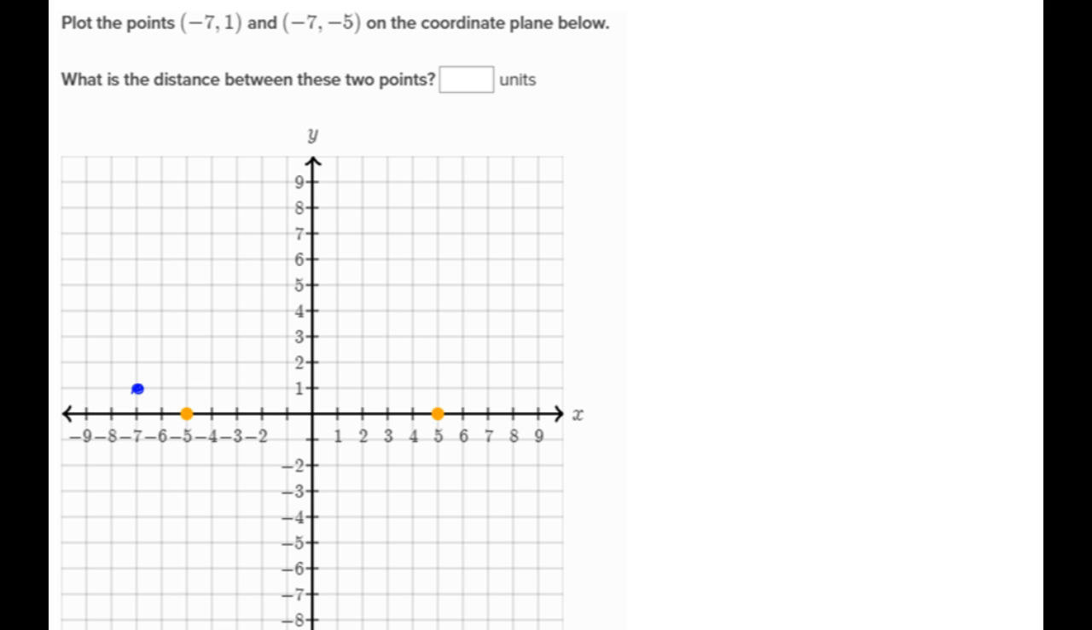The next one is going to be left 7, down 5. -7, -5 is going to be left 7 and down 5. 1, 2, 3, 4, 5. So that's going to be right here. And it's asking what is the distance between these 2 points. It is 5 and 1. If we do it in this color here, this part here is 5. This part here is 1. 5 plus 1 is 6. So it is 6 units apart. All right, let's go to the next.